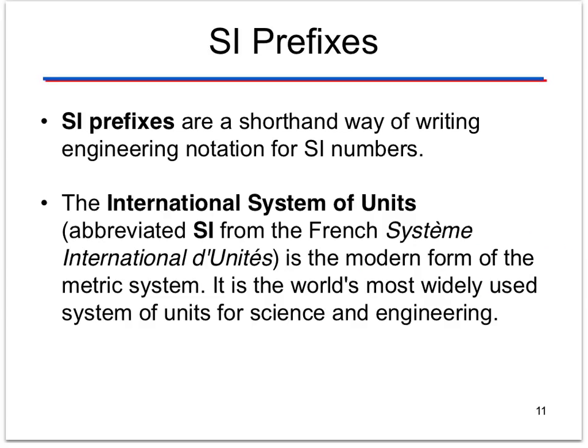All right. So SI prefixes, these are a short way of writing engineering notation for SI numbers. So SI stands for International System of Units. It's a French word, and it's a modern form of metric system. It is the world's most widely used system of units for science and engineering. So that's why we're going to use it. And we basically stick with SI prefixes.